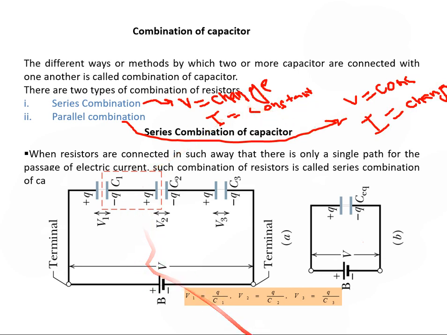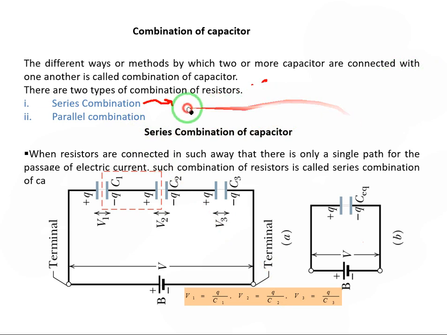First of all, we come to the series combination. You know how we can connect capacitors in series. Let's see, we have capacitor 1, capacitor 2, capacitor 3: C1, C2, C3. We connect all these capacitors with a battery. Now this is a series.